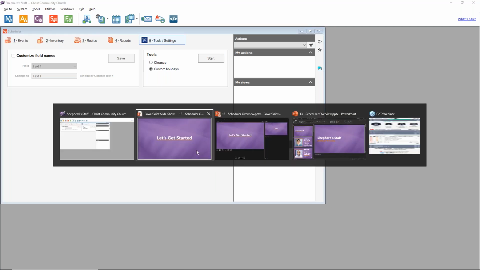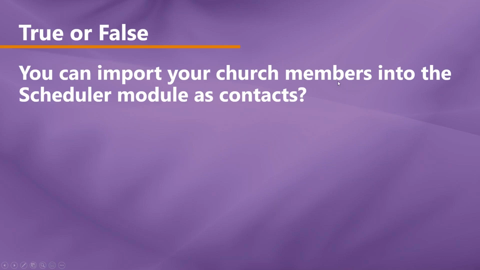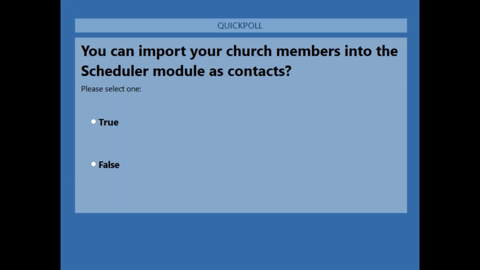So let's go ahead now and jump into our quiz. Now, there's only a couple questions on this quiz. I'm going to go ahead and pull these up here. Let's pull up our first question. True or false? You can import your church members into the scheduler module as contacts. If we think back to our contacts, were we able to take people from our membership module and make them contacts in the scheduler module? So I'll give everybody some time to get that one answered. Looks like people are putting in their answers here. I'll give everyone just a few more moments.